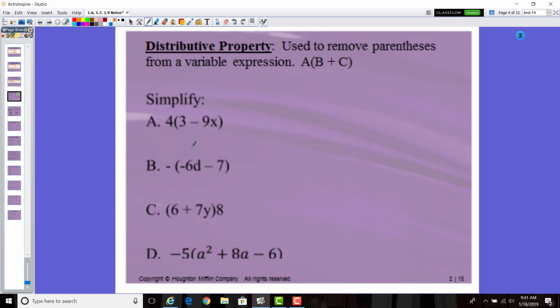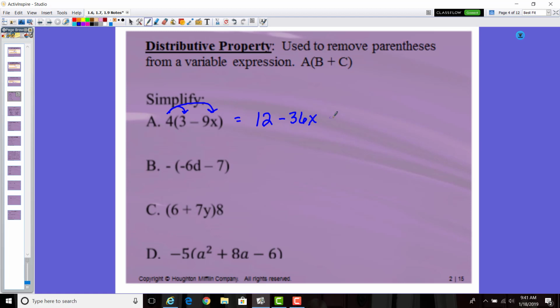So let's use the distributive property to simplify these expressions. The first one, the 4 is being multiplied by the difference of 3 minus 9x. So since we can't actually subtract these two because they're not like terms, which we'll talk about in a little bit, we have to multiply. When we multiply using the distributive property, we will always eliminate the parentheses. So 4 times 3 is 12. 4 times negative 9x is negative 36x. You can leave it like that.